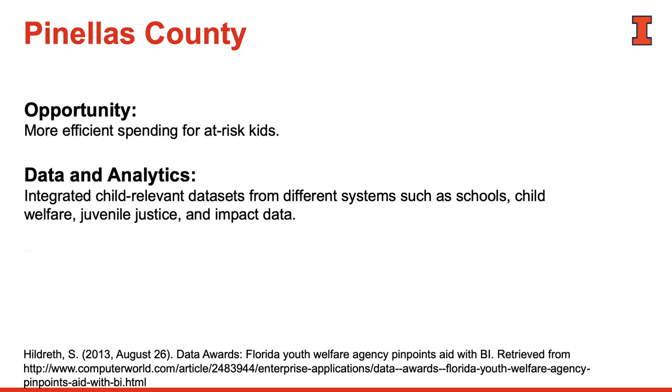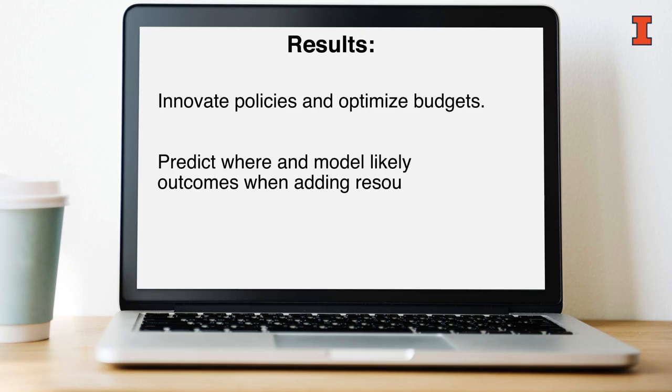In Pinellas County, Florida, they wanted more efficient spending for at-risk kids, so they integrated child-relevant data sets from different systems such as schools, child welfare, juvenile justice, and impact data. From that, they created a Youth at-Risk Index, which identifies how children have used Juvenile Welfare Board-funded programs throughout their lifetime and gauge the impact of these programs. This enables them to innovate policies and optimize budgets, to predict where and model the likely outcomes when adding resources to a particular program, and they've also created a mobile app for community and staff to use.